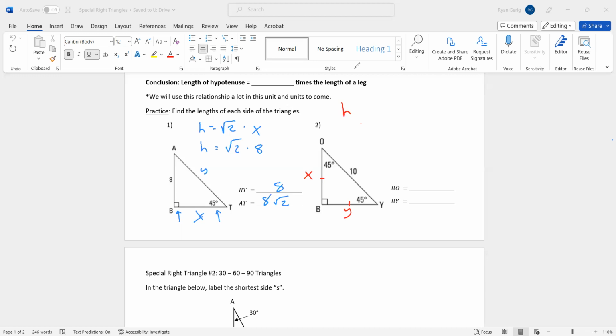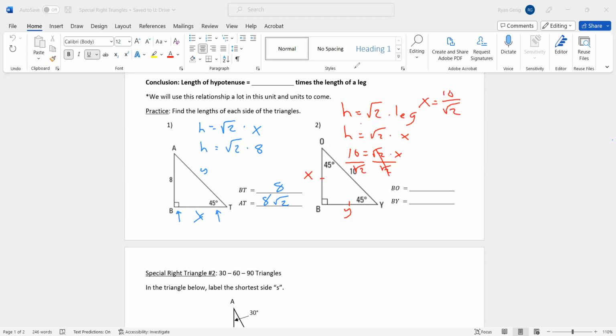I'm going to use that same equation. Notice I start with the same equation here. H equals the square root of 2 times the leg. And I'll just use x for our leg, even though I know x and y are equal. And now I'm going to plug in what I know. I know 10 is the hypotenuse. I'm going to put that in for h. Now I got to get x by itself. I'm going to divide by the square root of 2, which is great. I got x equals 10 over the square root of 2.